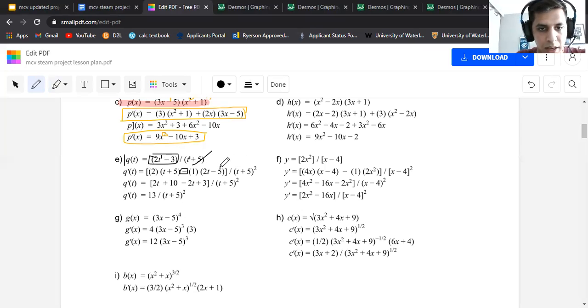that should be a 3. That's an error. Okay, well, you guys know for now. That's a little mistake, but that's supposed to be a little 3. Okay, and this is all divided over t plus 5 squared, and that's just the bottom number squared.